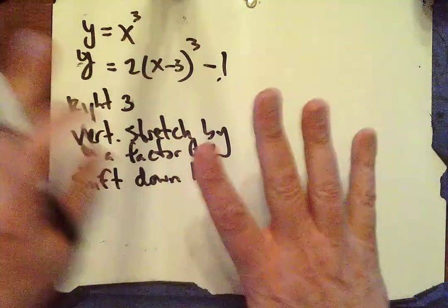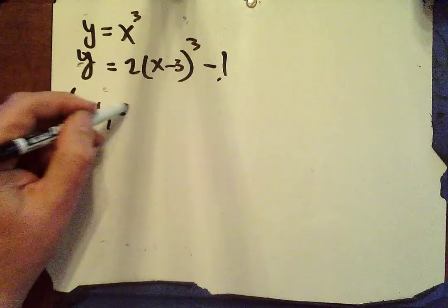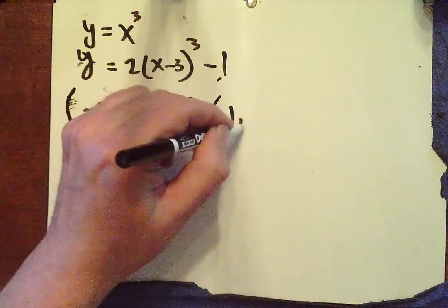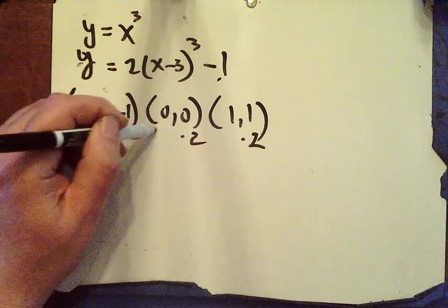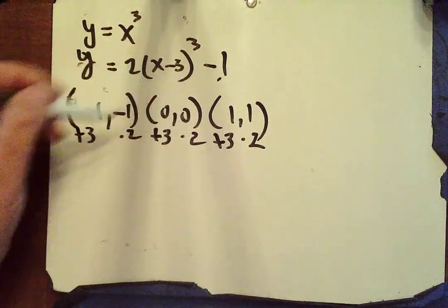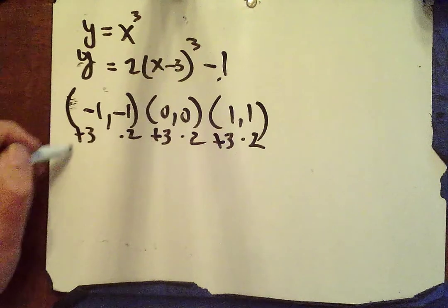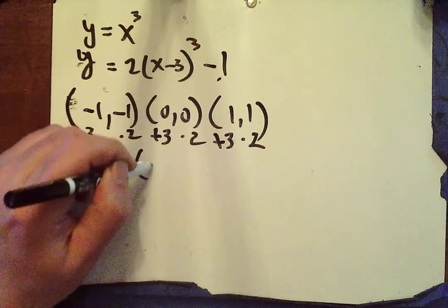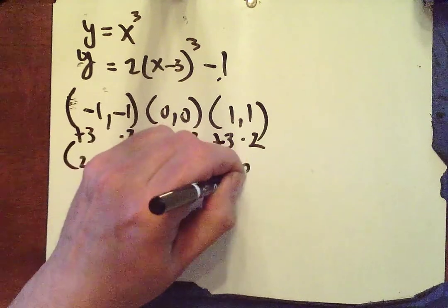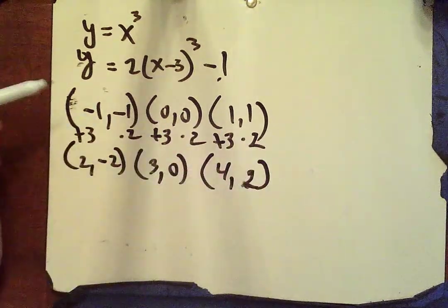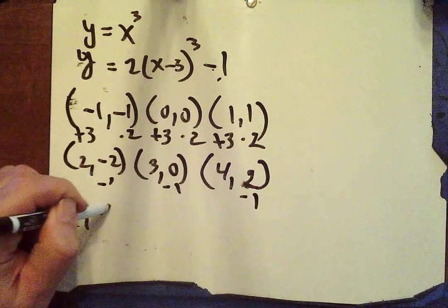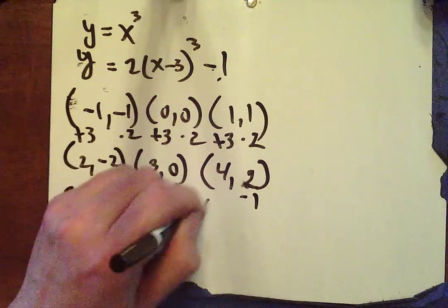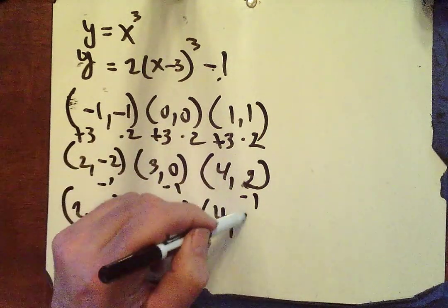Okay, so how do we carry out those transformations so we can graph this? Well, let's start with the reference points, -1, -1, 0, 0, 1, 1. I'm going to multiply the y's by 2. I'm going to add 3 to all the x's, because remember, inside is opposite land. We're shifting right 3. So this is going to give me 2, -2, 3, 0, 4, 2. I still need to come back and subtract 1 from all the y values. So I get 2, -3, 3, -1, 4, 1.